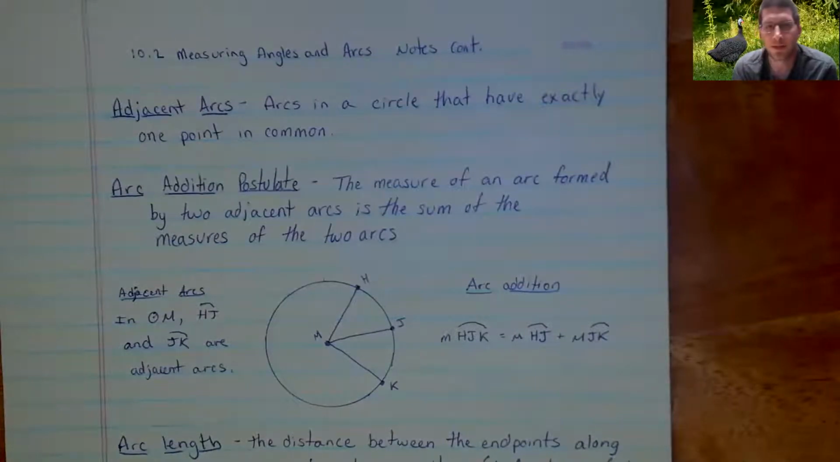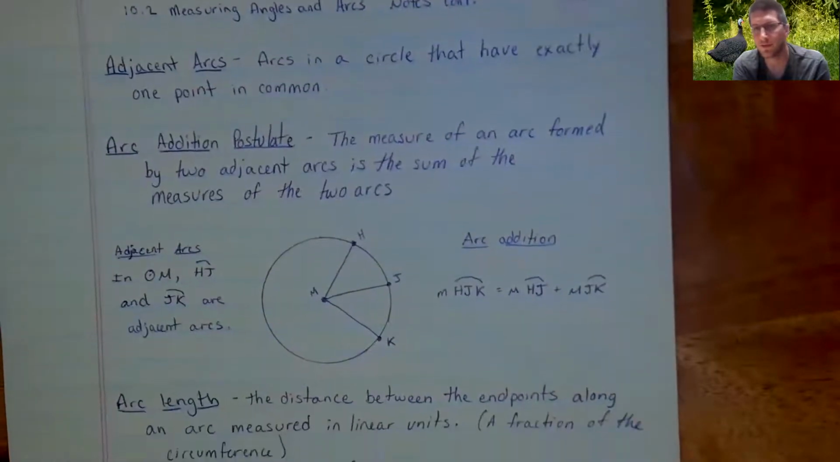Adjacent arcs. There's an arc addition postulate, very similar to all of the other addition postulates we've done, segment addition, angle addition. Now we have arc addition. Arc addition is just the measure of an arc formed by two adjacent arcs is the sum of the measures of the two arcs. So I have this diagram here to kind of illustrate both of those things.